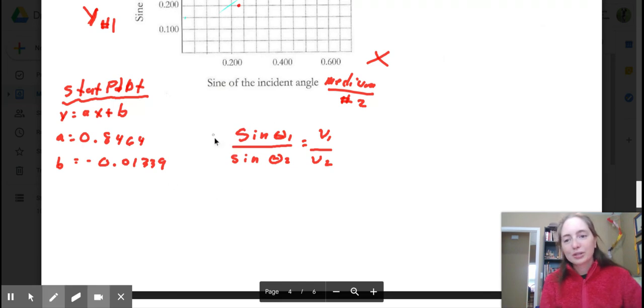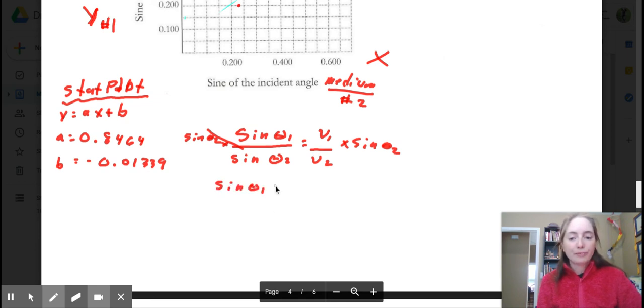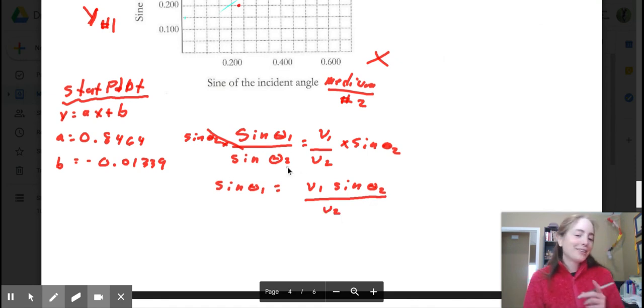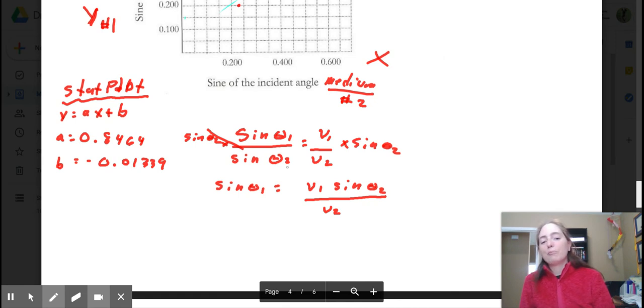Okay, so sine of theta 1 is going to be my y. So I need to get rid of this. I'm going to multiply my sine of theta 2 over. So that cancels, and sine of theta 1 is my y. Then I have V1 sine of theta 2 divided by V2. Now, just like we did in class before COVID, we break this part up so it looks clearly like y equals mx plus b.